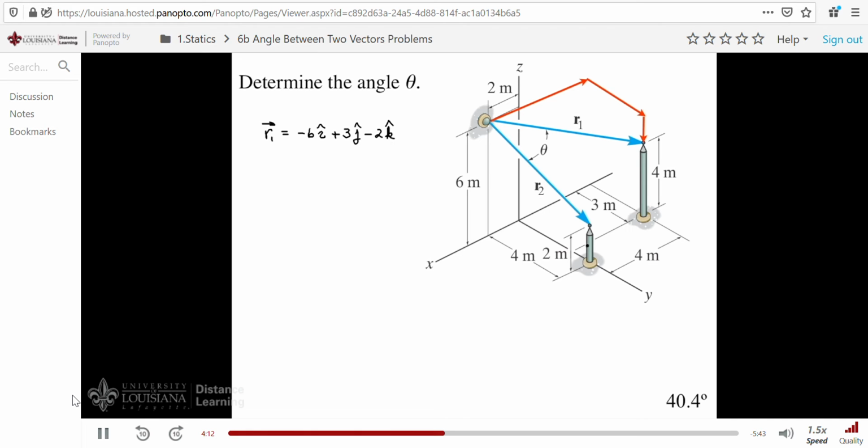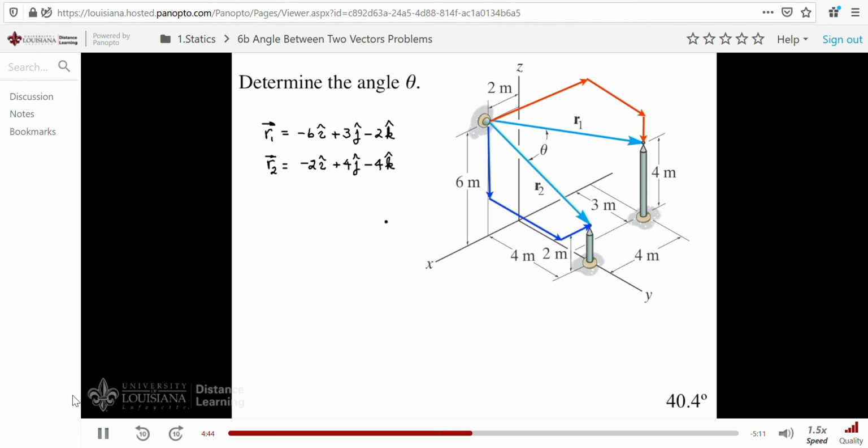And now we'll do r2. It has components along the z-axis, the y-axis, and of course the x-axis. So writing it out, I have r2 equaling minus 2i plus 4j, and finally minus 4k.